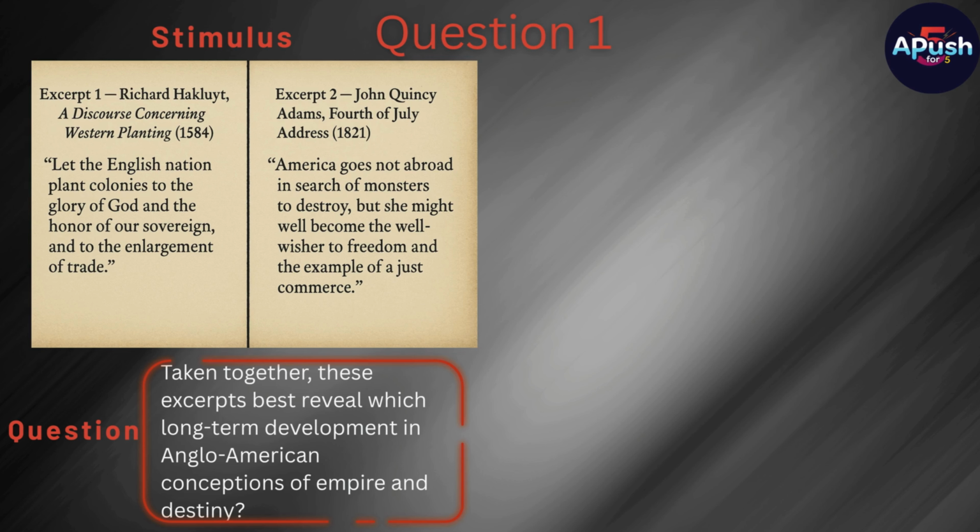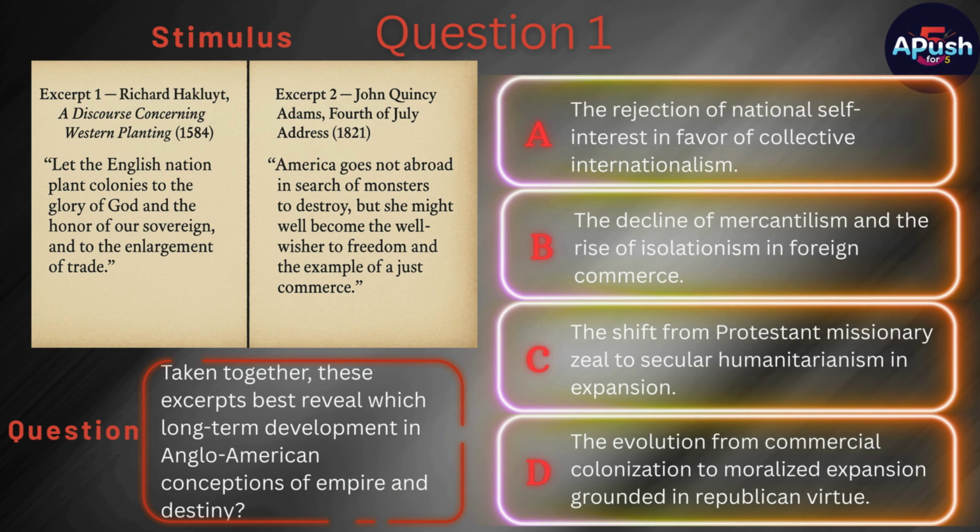Question. Taken together, these excerpts best reveal which long-term development in Anglo-American conceptions of empire and destiny? A. The rejection of national self-interest in favor of collective internationalism. B. The decline of mercantilism and the rise of isolationism in foreign commerce. C. The shift from Protestant missionary zeal to secular humanitarianism and expansion. D. The evolution from commercial colonization to moralized expansion grounded in republican virtue.